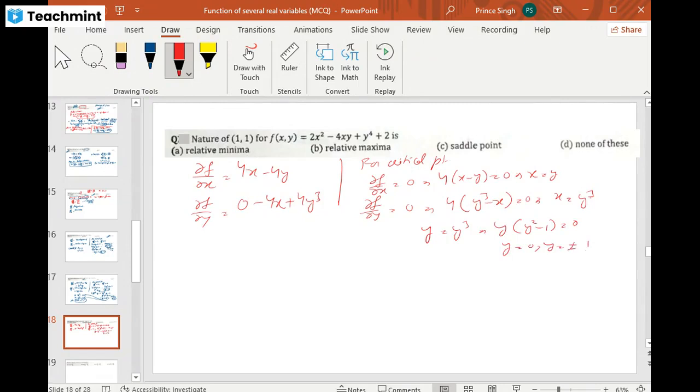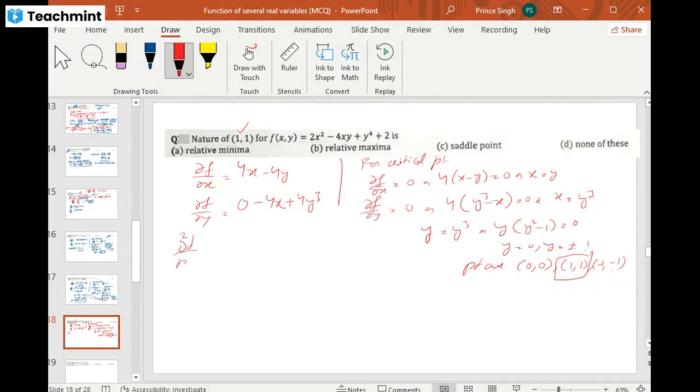y equal to 0 or y equal to plus minus 1. So if x equal to y, the points are, if y equal to 0, x equal to 0, if y equal to 1, x equal to 1, if y equal to minus 1, x equal to minus 1. But out of this, we need only 1 point, (1, 1). Means (1, 1) is the extreme point.